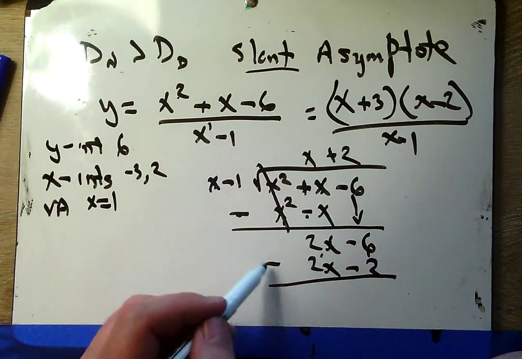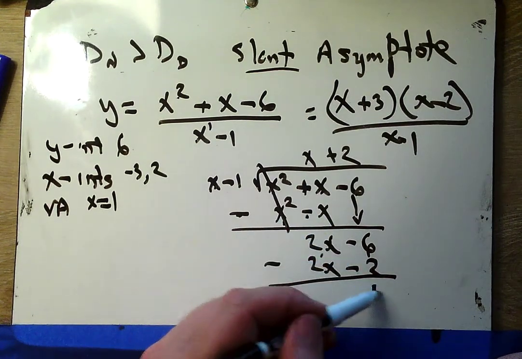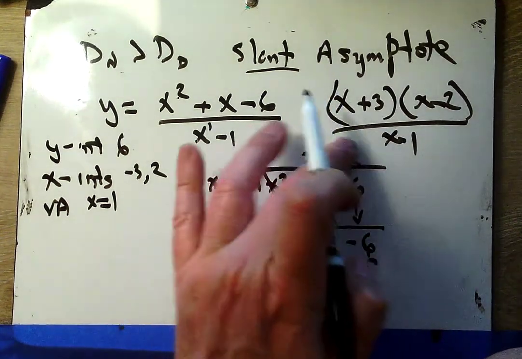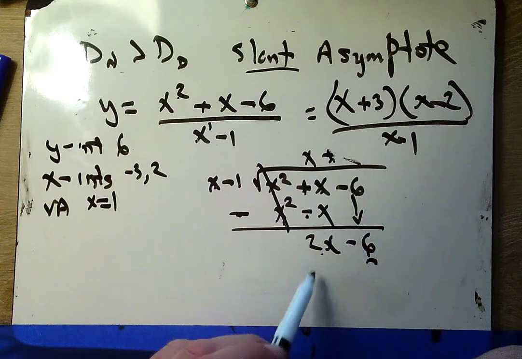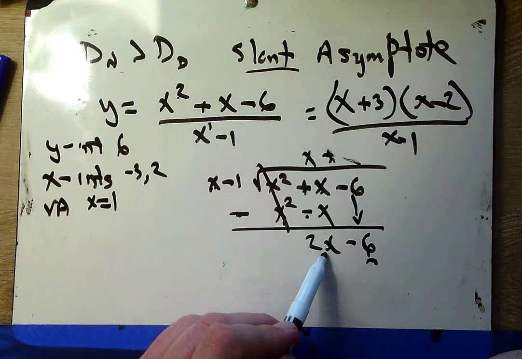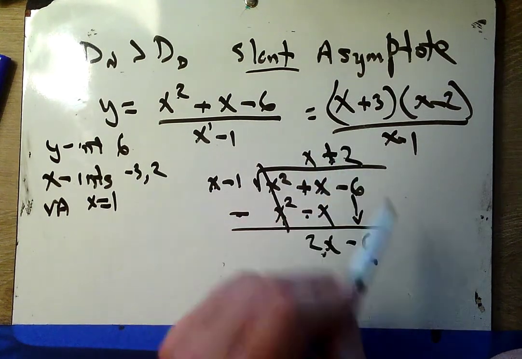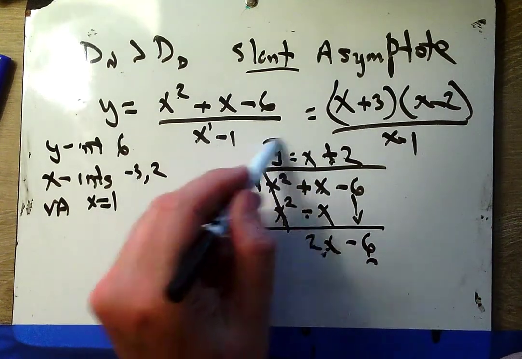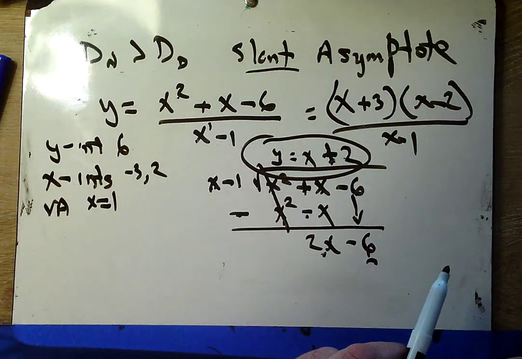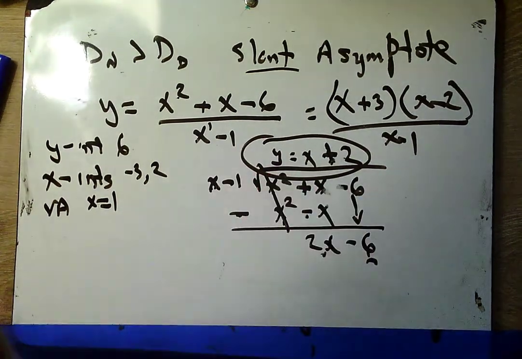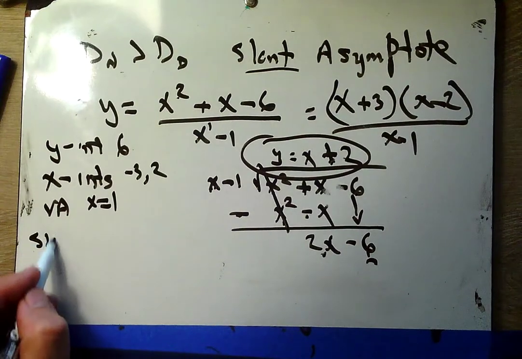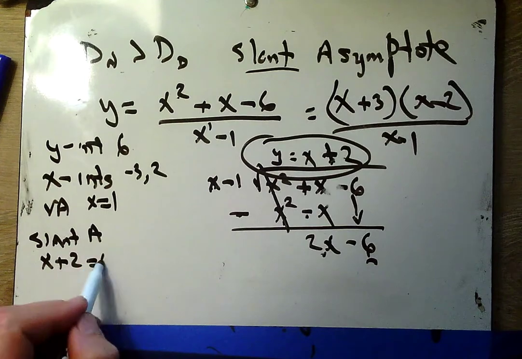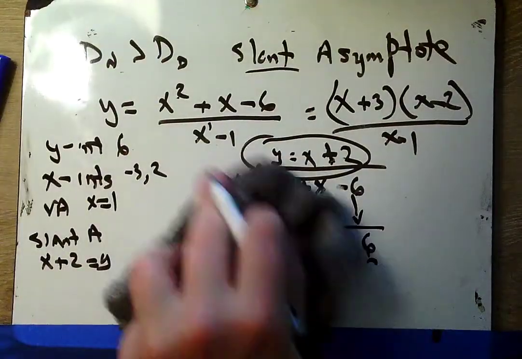Now, you know, in our polynomials unit, we went further and we got to this. Yeah, I'm not going to do that. As soon as I get to the point where I can say, what do I have to multiply this by to turn it into this? Oh, 2, a positive 2. I'm going to stop here. And the reason I'm going to stop here is because I have this linear function. That's my slant asymptote. That's the one I'm going to use. Slant asymptote, x plus 2.